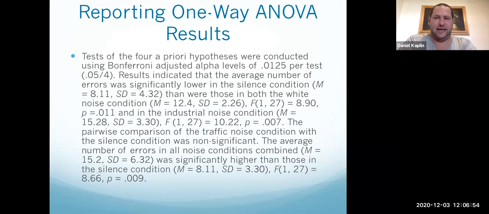The results indicated that the average number of errors was significantly lower in the silence condition than in both the white noise condition and the industrial noise condition. And then obviously you report the F values and means and standard deviations. The pairwise comparison of traffic noise condition with the silence condition was non-significant. In this case, the author chose to report non-significant differences, but I don't require you to do that.